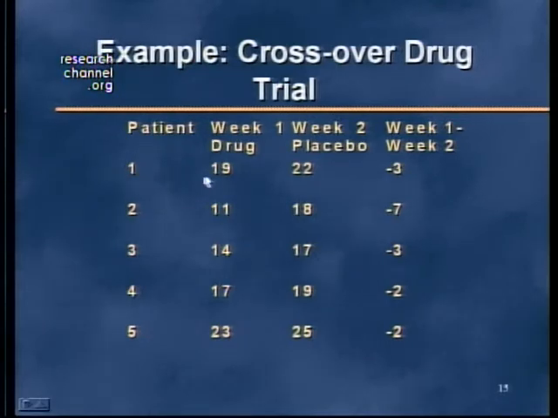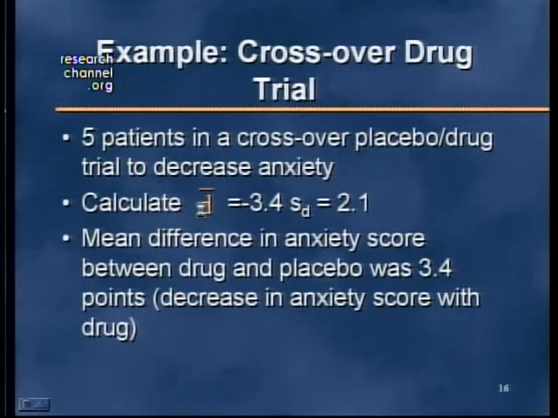Now we have a patient who's treated the first week by drug. Then there's a washout period, and they're treated the second week by placebo, so that we can look at the difference between their measures from drug and placebo for each. So 19 minus 22 gives a difference of -3. 11 minus 18 is -7. So we can calculate 5 differences for these 5 individuals. Does that make sense? Now we only have a sample size of 5. It's a crossover placebo drug trial aimed at looking at whether the drug decreases anxiety, but we're basically using each person as their own control.